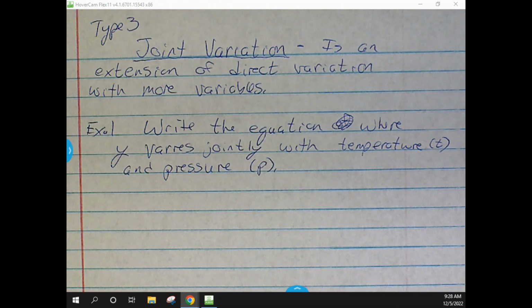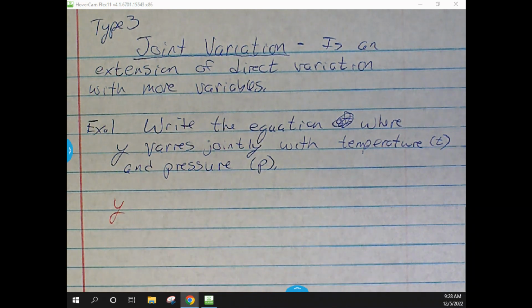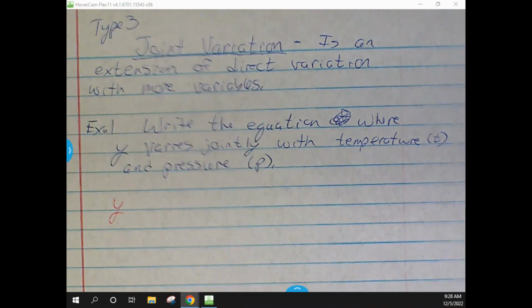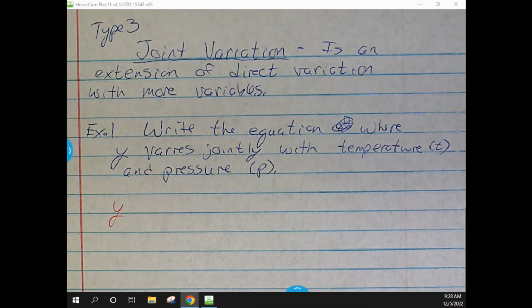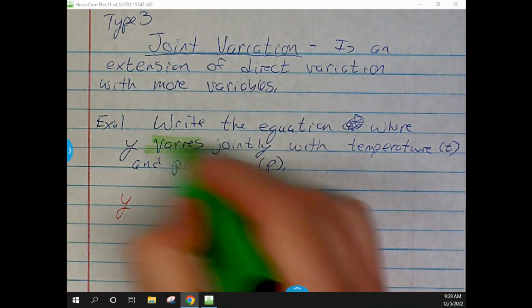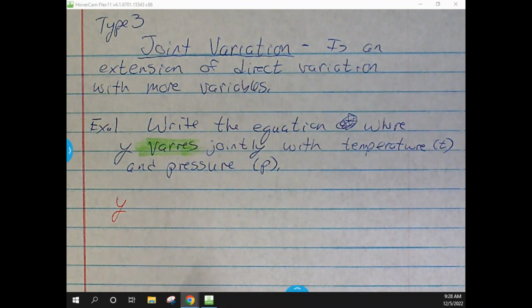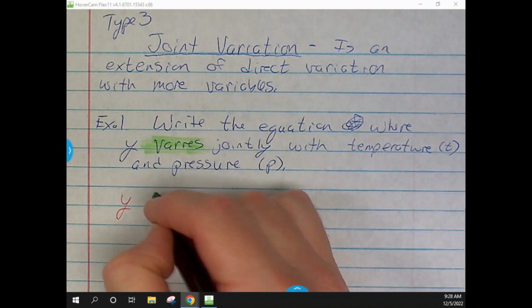Okay, in any of these that we're going to do, when you set this thing up, you've always got the first variable here, that's your Y. And they're going to have to tell you the word varies in there somewhere. And the word varies, no matter what type of equation it is, whether it's direct or inverse or joint variation, when you see the word varies, that's always equals K.